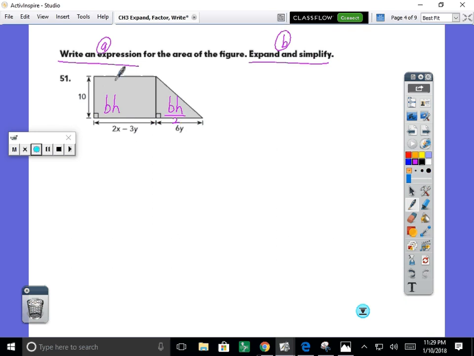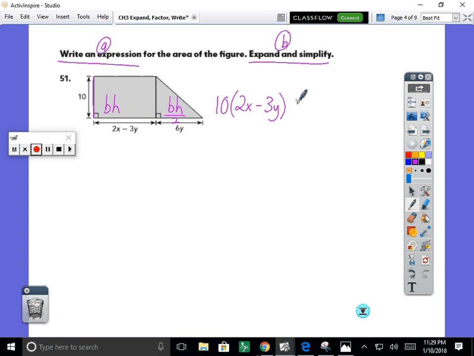Let's take this first rectangle. Its base is this whole quantity, 2x take away 3y. It's this expression. And I'm going to multiply that times its height. Well, it's actually 10 tall. So we'll multiply that times 10. 10 could go at the back, 10 could go at the front, and I think most of us like to see the expansion or distribution with the number before parentheses.